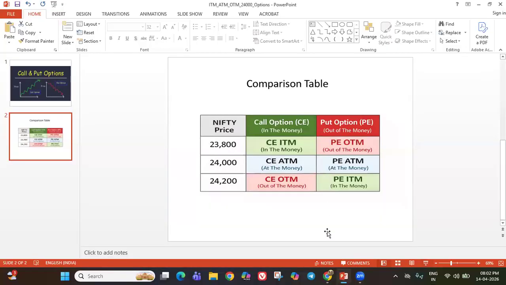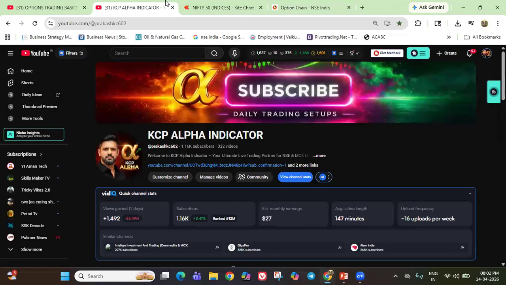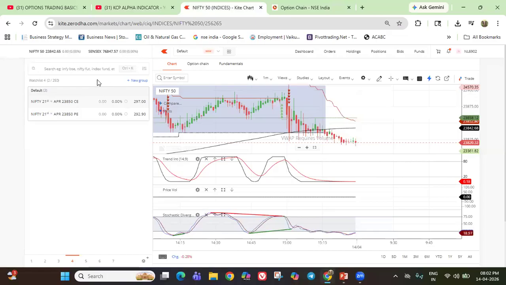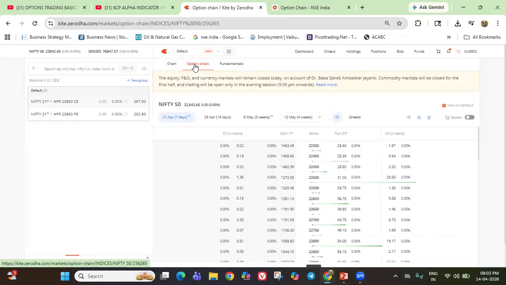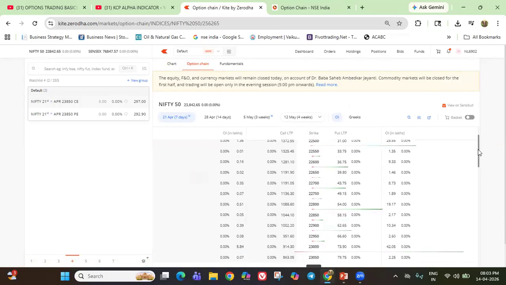I will explain through the chart how you can easily understand the real market. For example, at what price did the market close today? On 13th April, it closed around 23,842. For this, you have to select the strike price. Once you select Nifty, immediately this chart will open. In that, the second option is the option chain. Once you click the option chain, a number of strike prices will open.